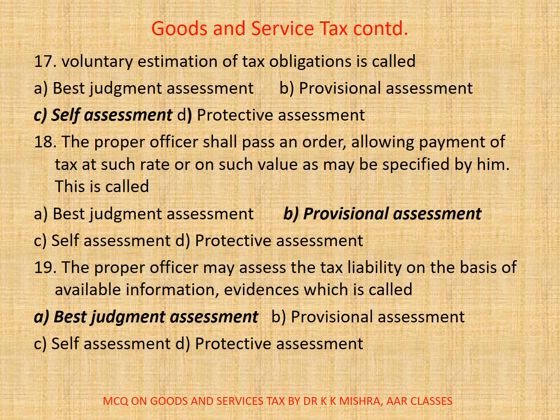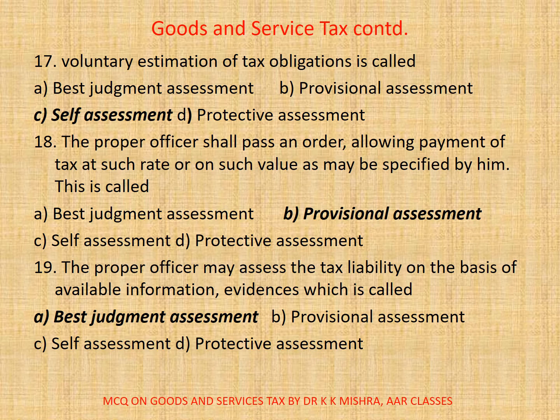17. Voluntary estimation of tax obligations is called A. Best judgment assessment, B. Provisional assessment, C. Self assessment, D. Protective assessment. Correct option is C. Self assessment. 18. The proper officer shall pass an order allowing payment of tax at such rate or on such value as may be specified by him. This is called A. Best judgment assessment, B. Provisional assessment, C. Self-assessment, D. Protective assessment. Correct option is B.